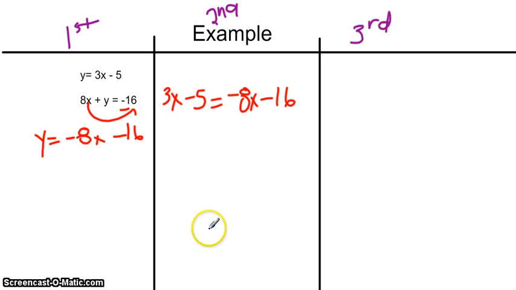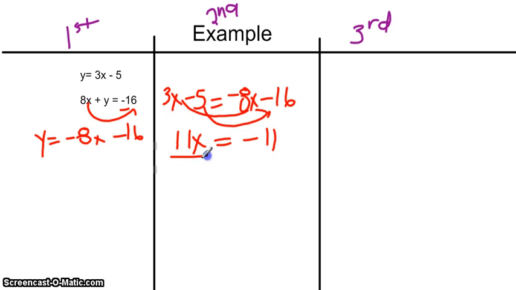So I want to solve this equation for x. I'm going to add 8x to both sides, so I get 11x. I'm going to add 5 to both sides, so I get equals negative 11. I'm going to divide both sides by 11, and I get x equals negative 1.